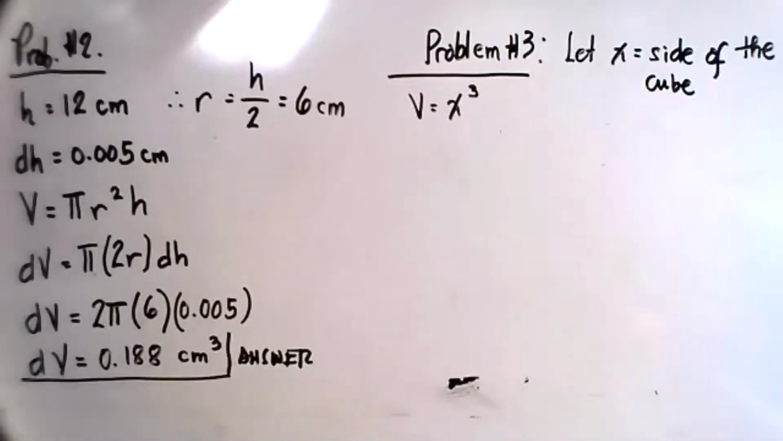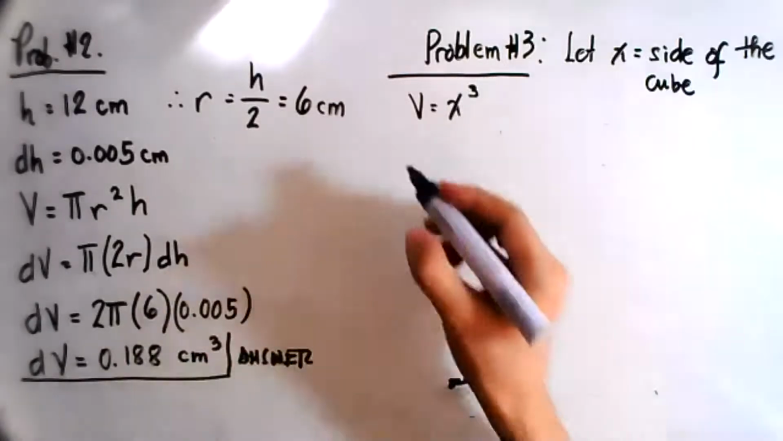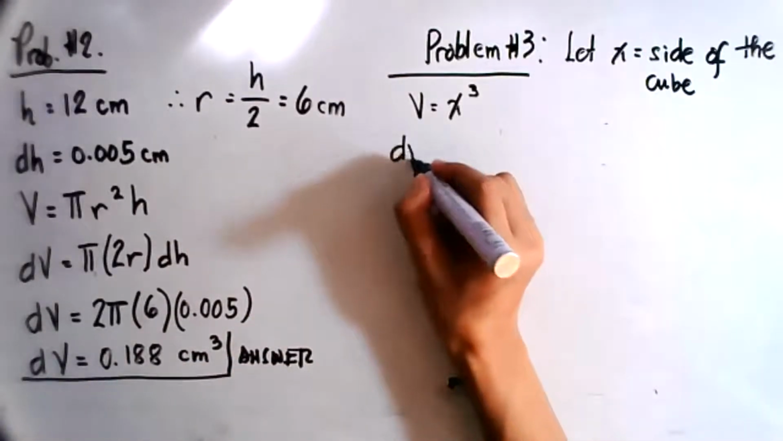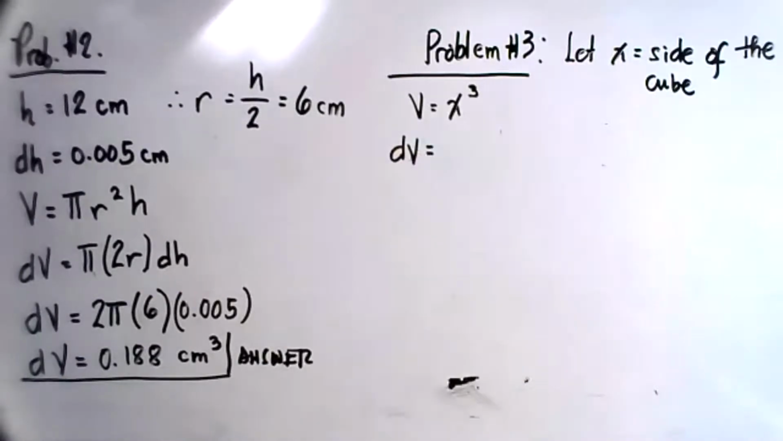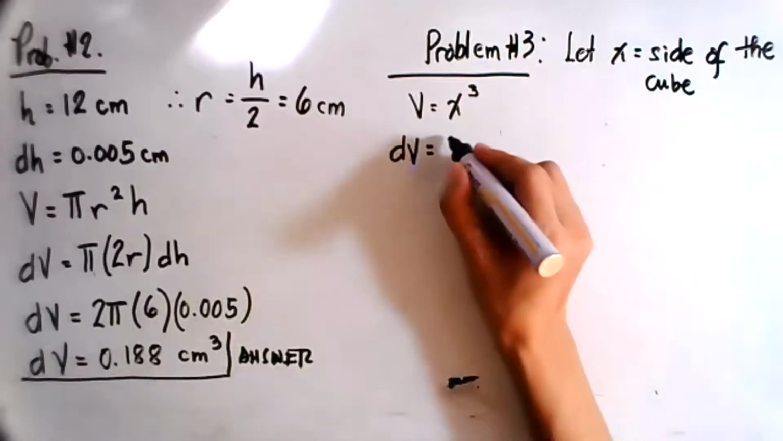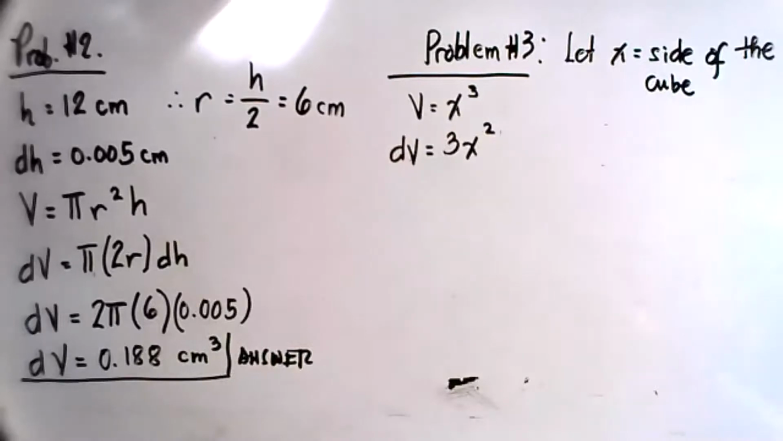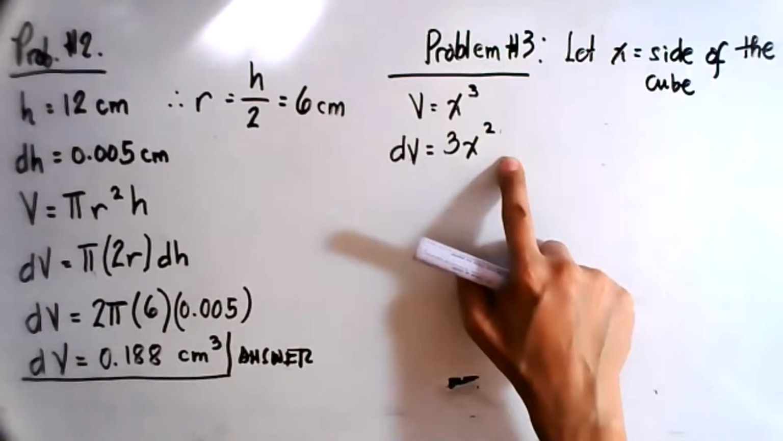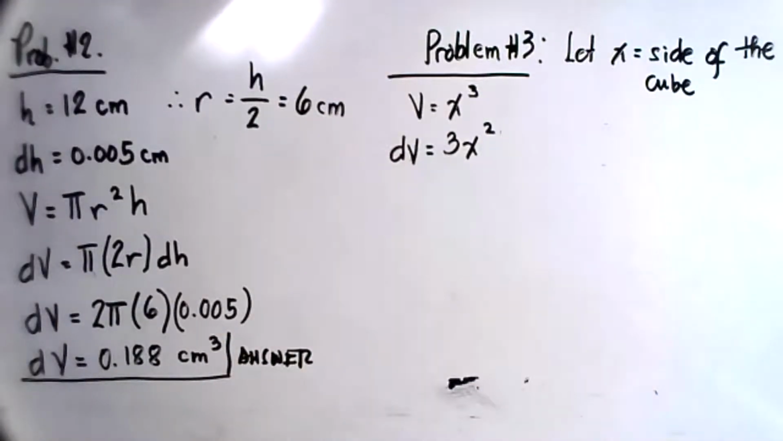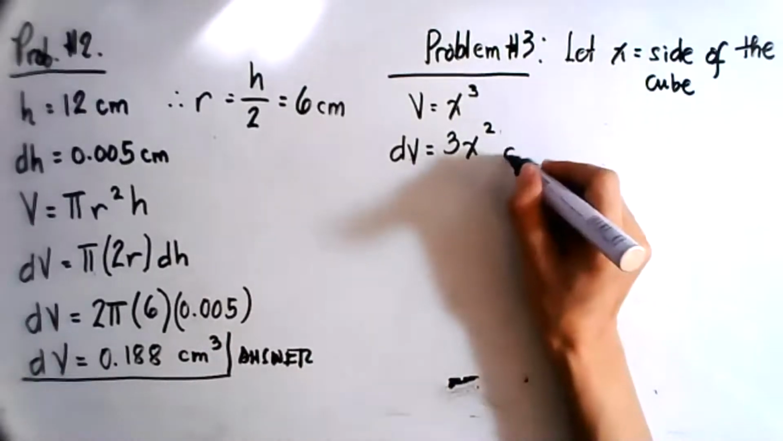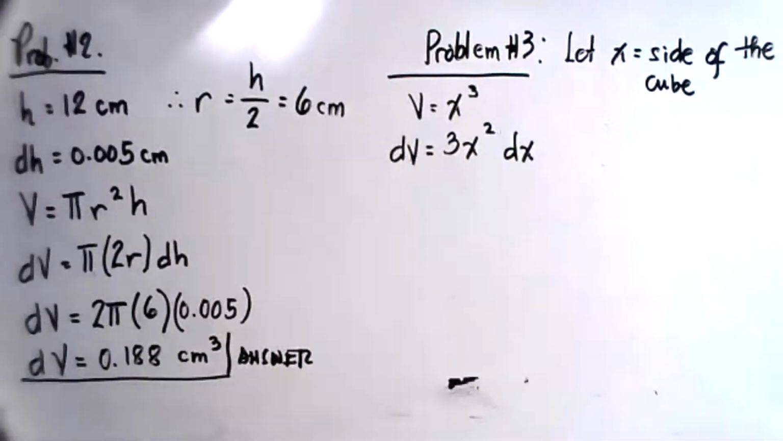We will have dV is equal to, how do you differentiate x cubed? 3x squared. Very good. 3x squared. Pero meron pa siyang kasamahan. Ano yung dapat na idugsong natin dito? dx. Very good. So you have dx.